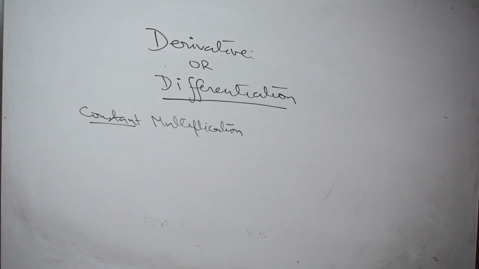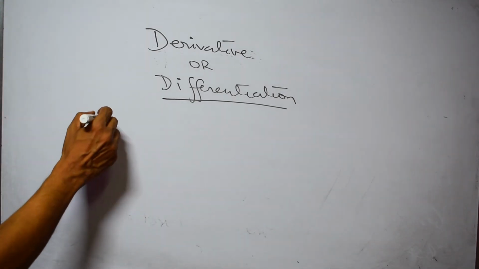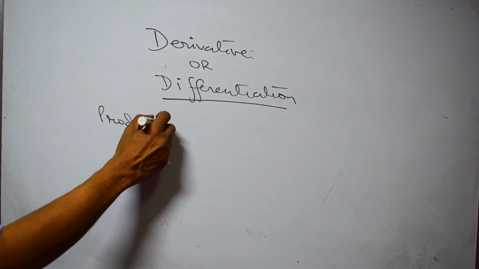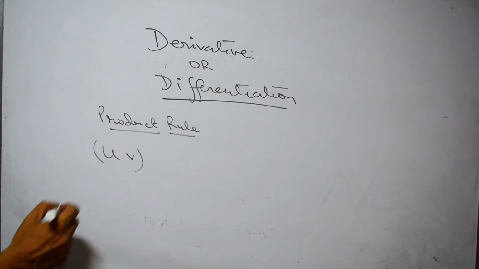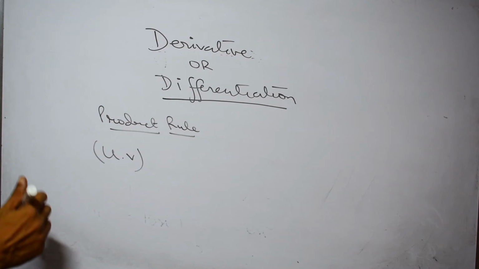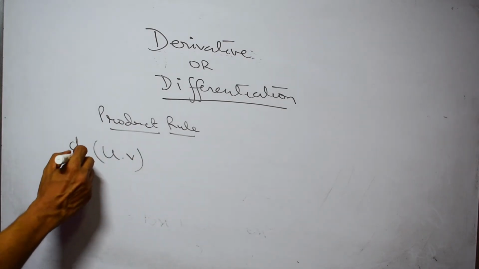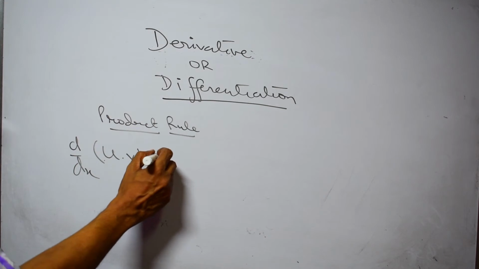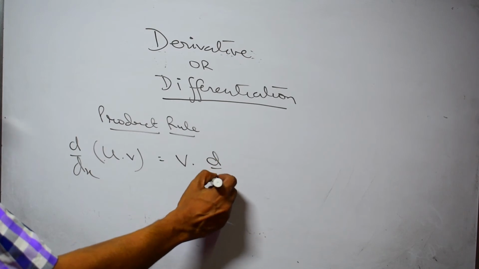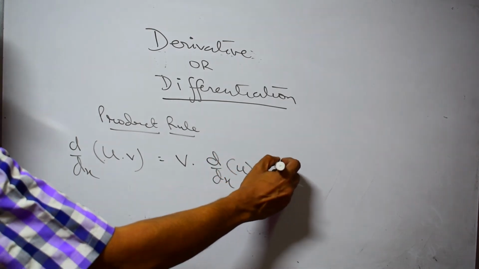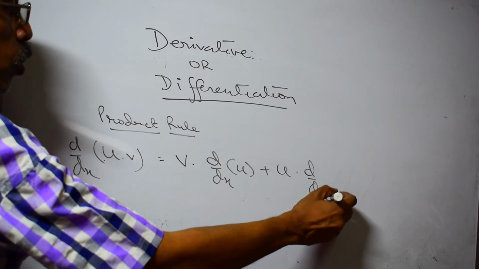Next we will see the product rule. Product rule means multiplication, but both are variables. Product rule applies when there are two functions, one is u, another is v. U into v, two different functions, and we need to differentiate them. The derivative of u into v: this formula is very important. It is v into the derivative of u plus u into the derivative of v. This is called the product rule.